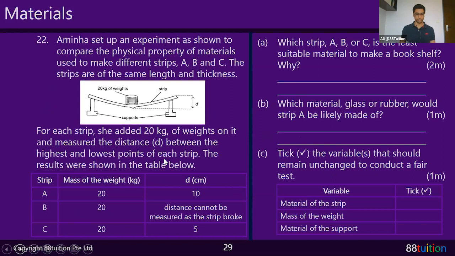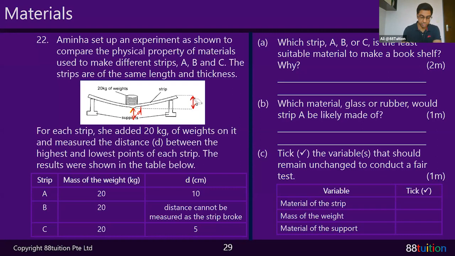Final question. And it's 4:10. Okay, final. Amina set up an experiment as shown to compare the physical properties of material. This is similar to the one where we saw a distance, remember? Let me just draw, a few questions ago we drew a distance D. If the distance D is longer here, then it is more flexible. But now the distance D is here. Can you see there is a big difference between measuring here and measuring here?